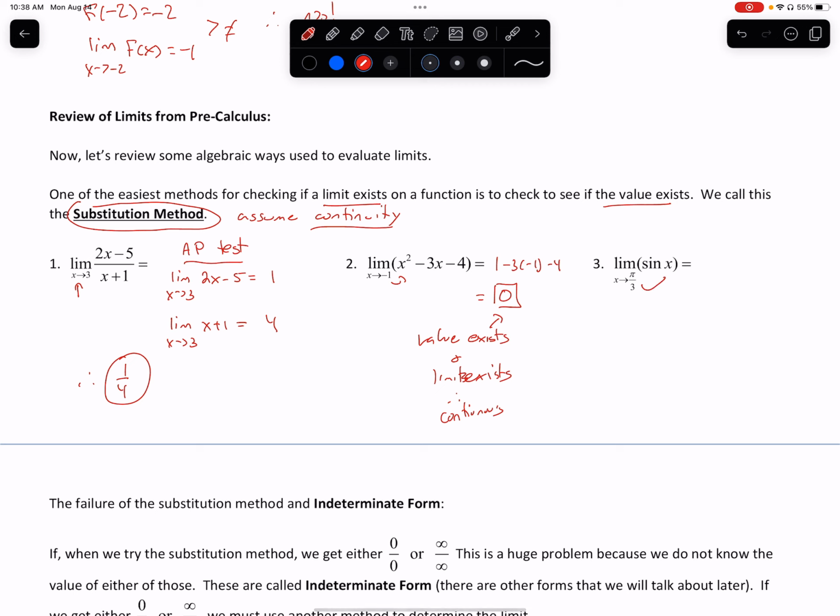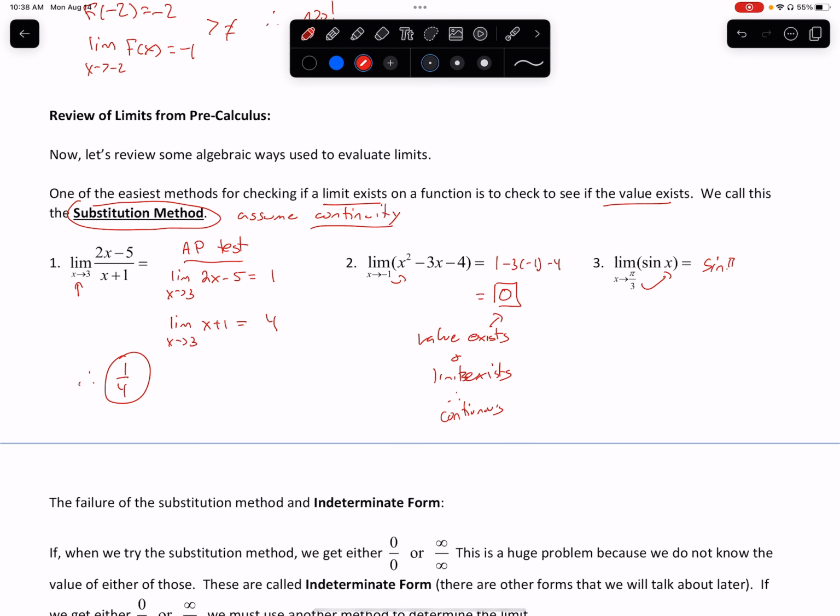All right, now this is the part that keeps me up all night. What is the sine of pi over 3? Okay, sine of pi over 3 is, what is that, root 3 over 2? There it is. Limit. So the easiest way to do it is to literally just plug it in.